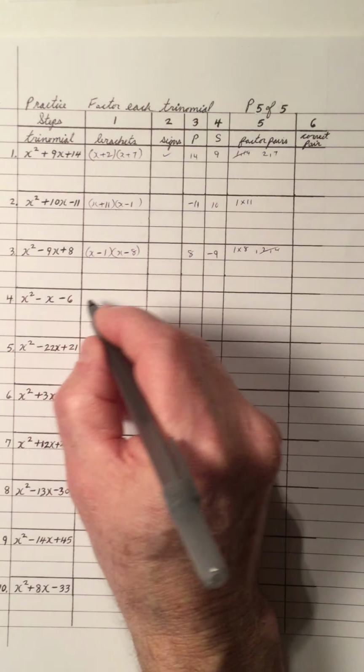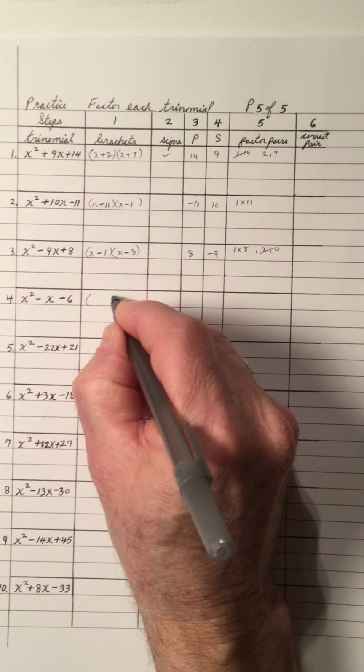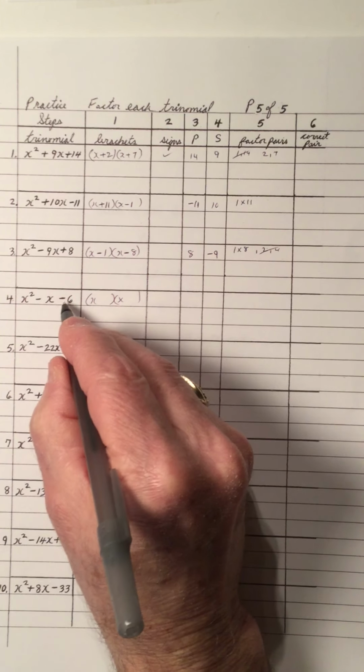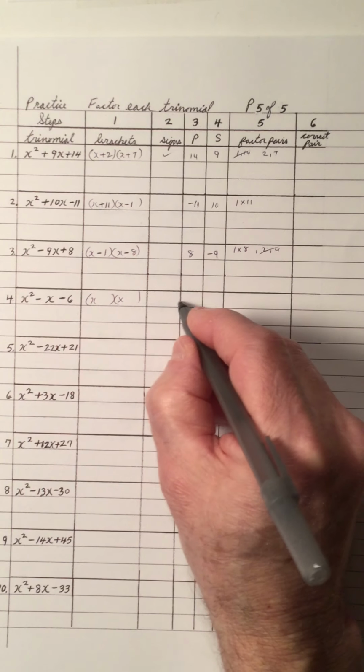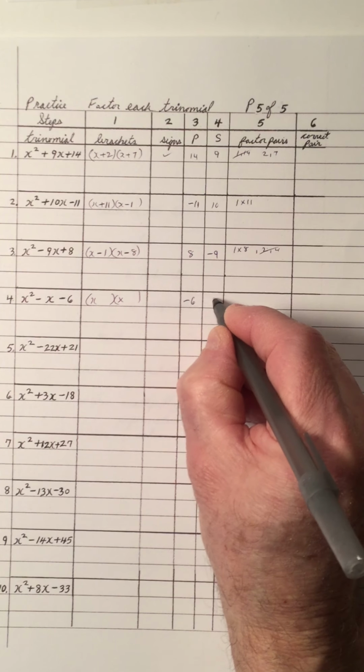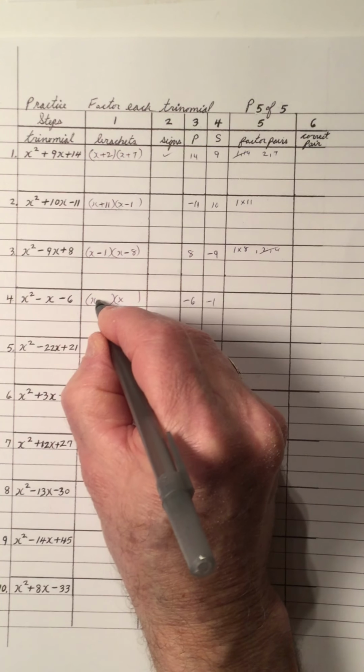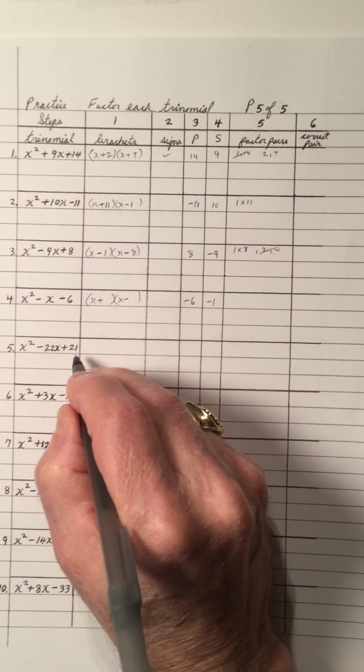And number 4, we have a double bracket, right? We have x and x in the brackets. And we have a product of negative 6. Sum is negative 1. So that means, because the product is negative, we'll have a plus and a minus.